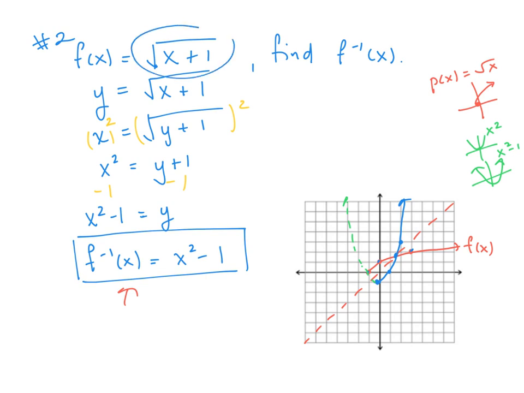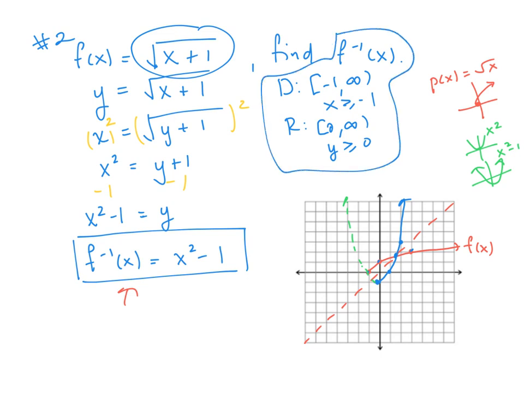The original function, the square root of x plus 1, from our graph, the domain is all values greater than or equal to negative 1. So that's negative 1 to infinity. Or we could write it as x is greater than or equal to negative 1. The range is all y values that are positive. So we could write that as 0 to infinity, or we could write it as y greater than or equal to 0. So that's the domain and range for f of x.